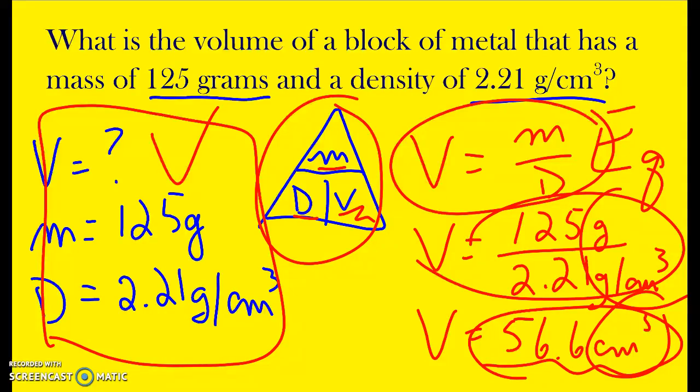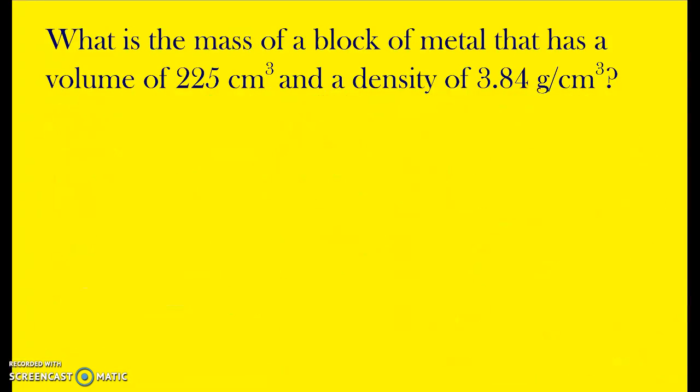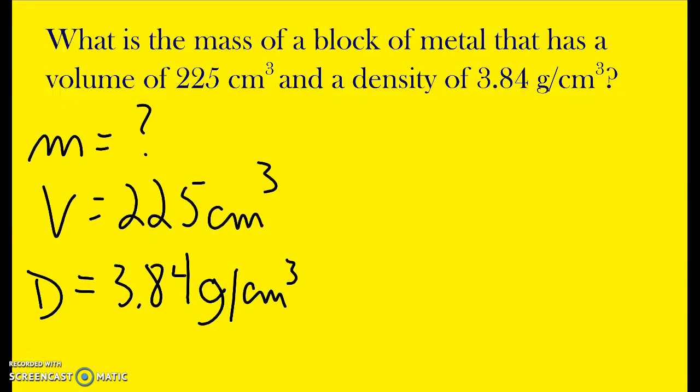Now, one more. I'm going to put you on your own on this one. What is the mass of a block of metal that has a volume of 225 cubic centimeters and a density of 3.84 grams per centimeter cubed? You can pause the video at any time. As a matter of fact, I ask you to do that and do this in your notebook. All right? So, first get your variables. And there are your variables: mass, volume, and density taken right from the problem.